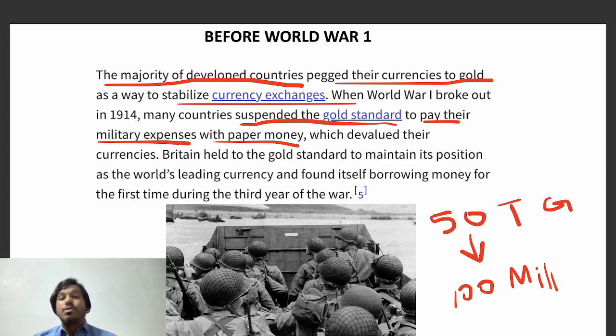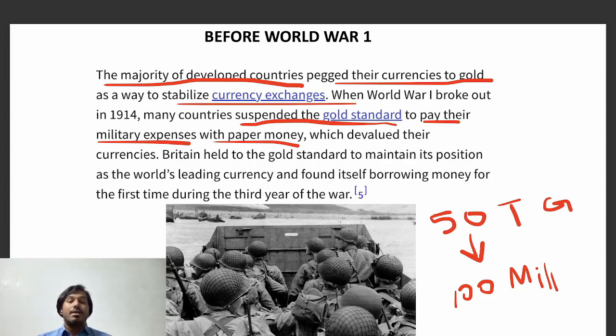Okay, this is what you call the gold standard limitation. And it is not actually a limitation, it's the nature of the gold standard, right? So if the entire country has 50 tons of gold, they can only print $100 million of currency. If they want to print more, they need to add more gold.